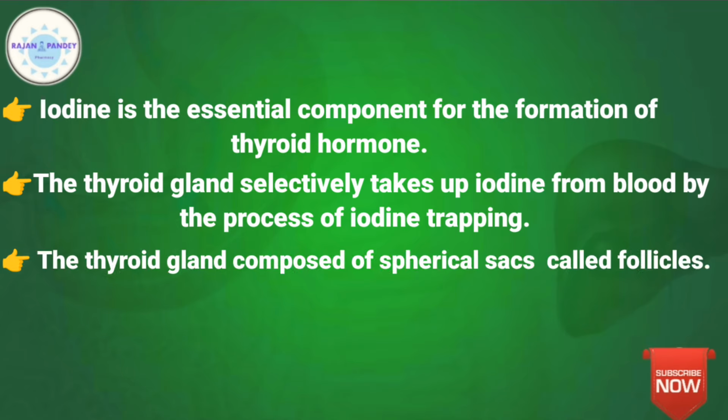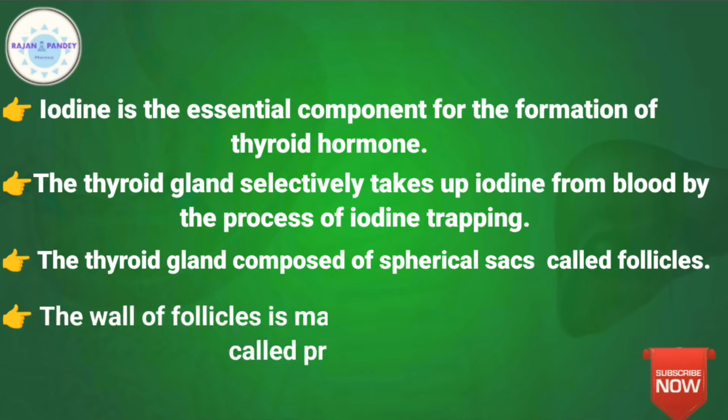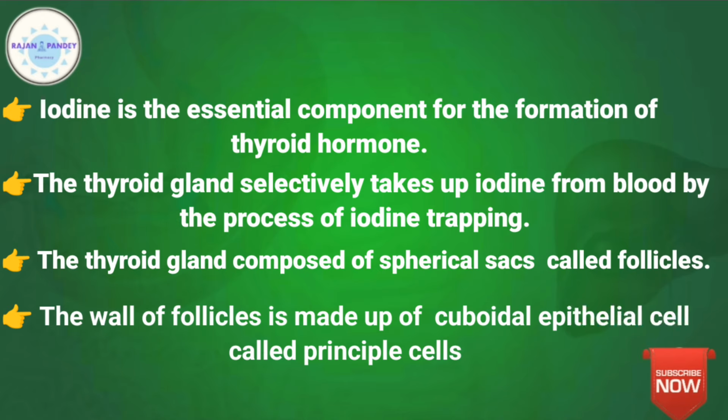The thyroid gland is composed of spherical sacs called follicles. The thyroid hormones are stored in the lumen of these follicles. The wall of follicles is made up of cuboidal epithelial cells called principal cells. These principal cells secrete two hormones, which are thyroxine or tetraiodothyronine or T4, and triiodothyronine or T3.